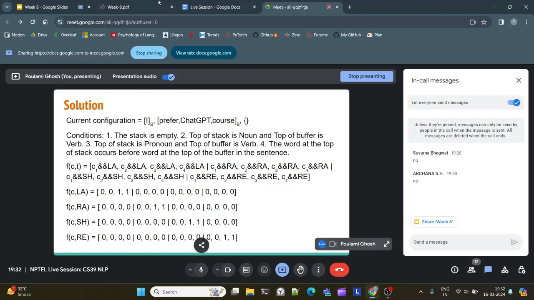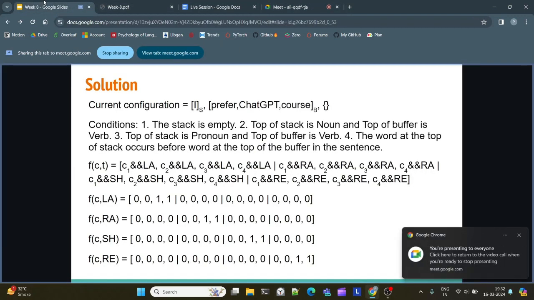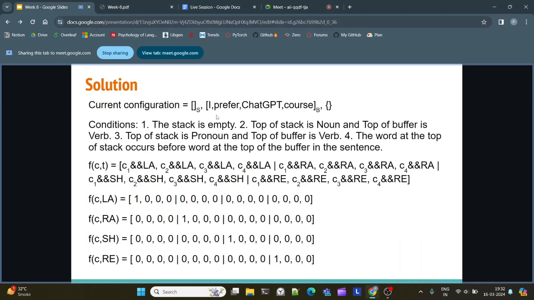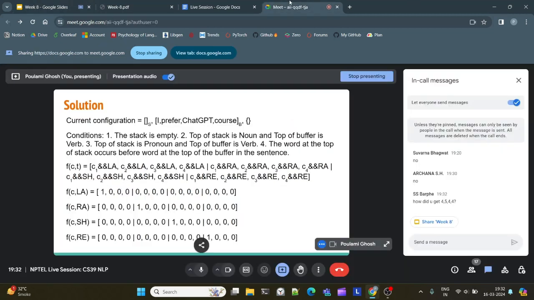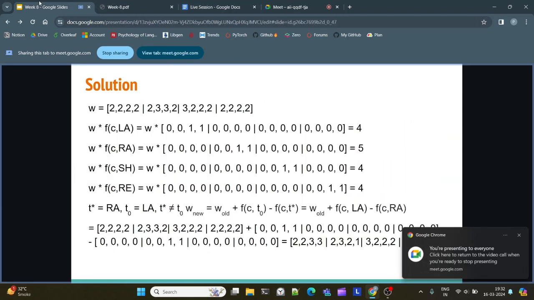So basically, initially we start with the initial configuration, that is, the tape is empty, whatever the question says. How did I get 4544? Here.